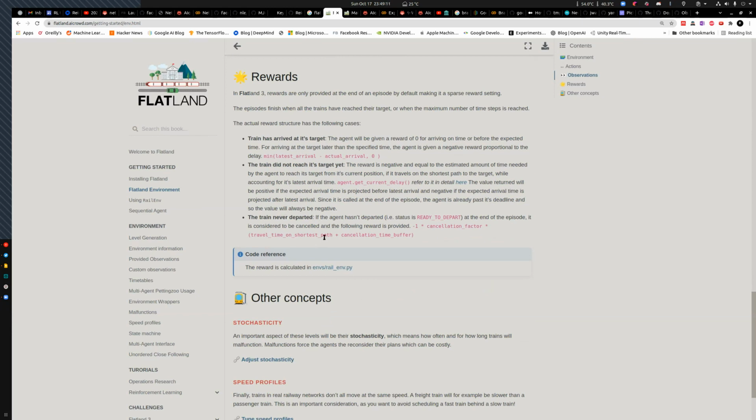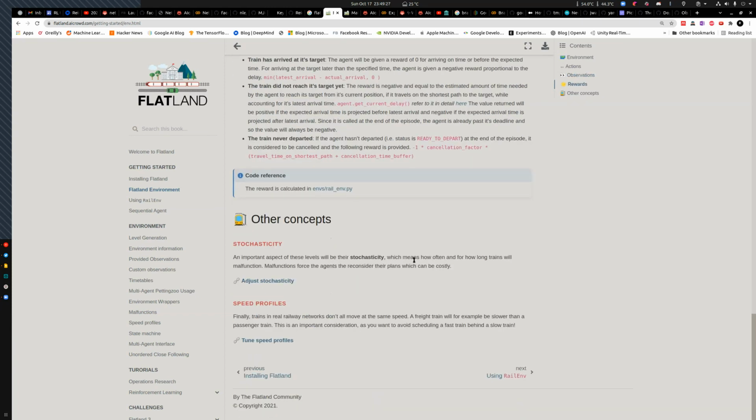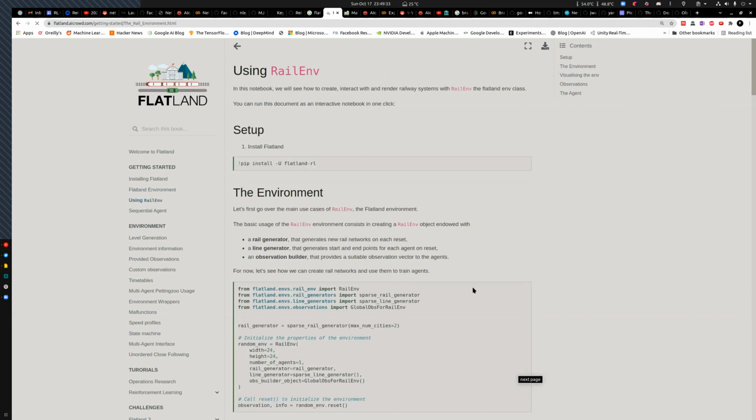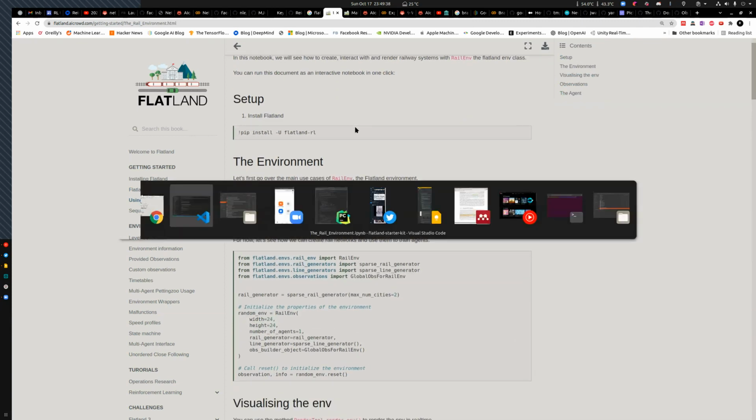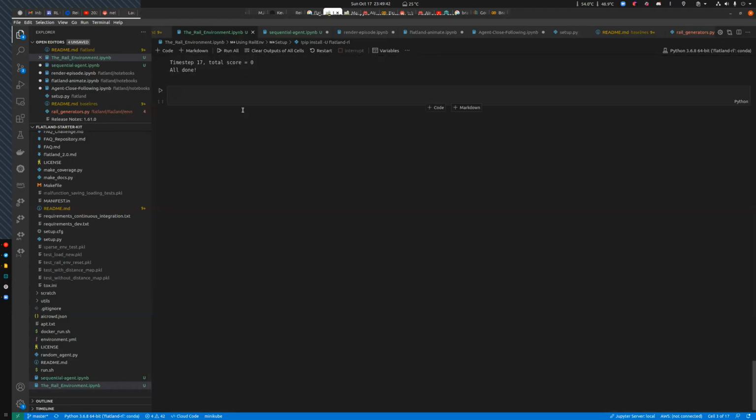These two factors affect our environment and the flow of our total. Coming up next is the rail environment. Okay, let me try to use the rail environment here.